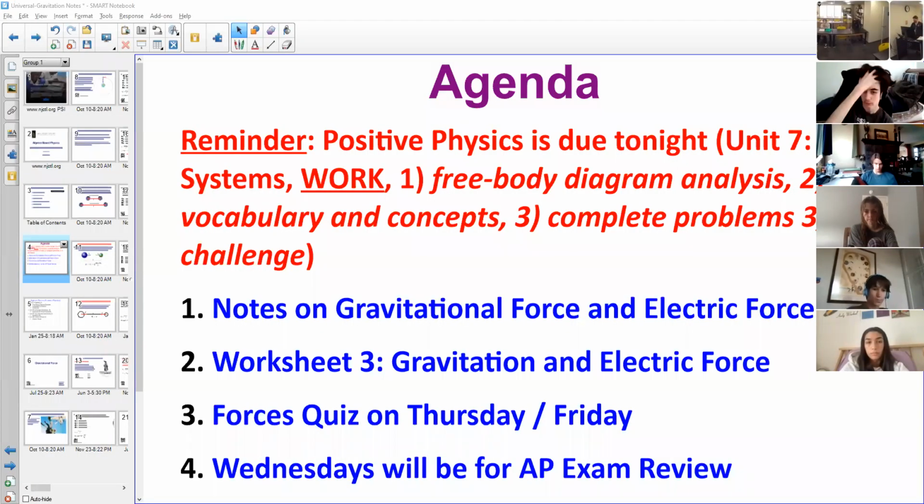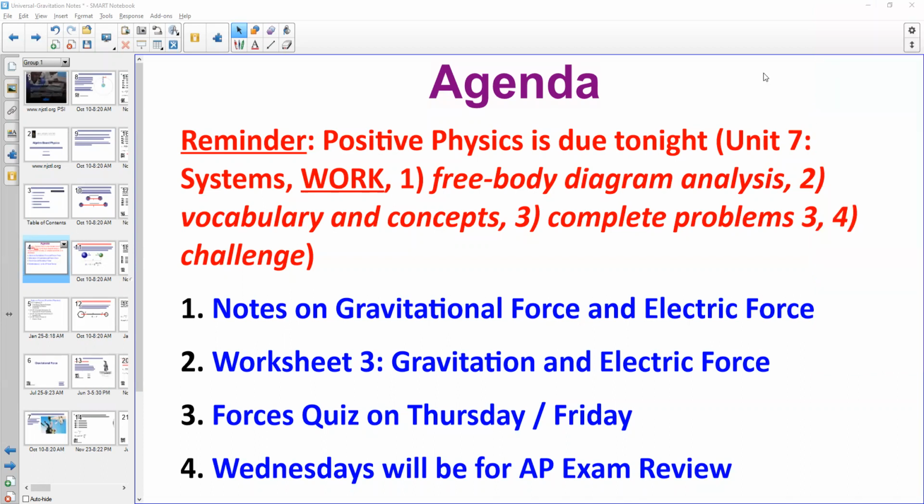And here is the agenda. For now, I'm going to minimize this so you guys can see a little bit better. So just a quick reminder, the positive physics is due tonight. Remember, it's Unit 7, which is called Systems.